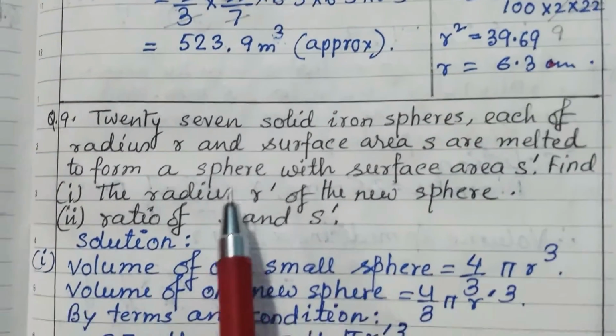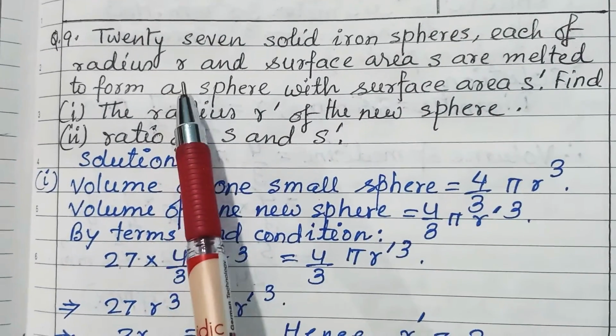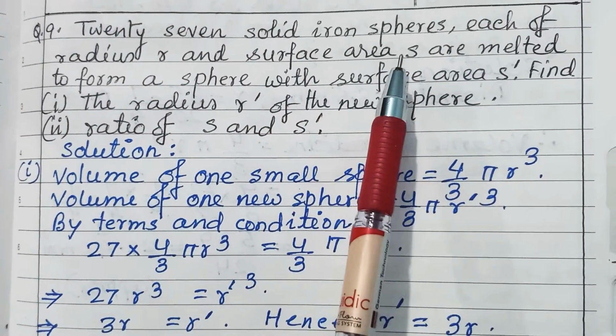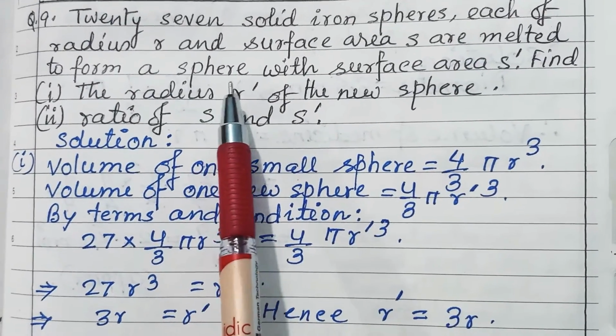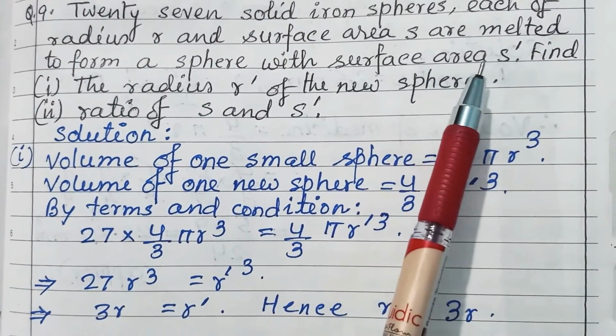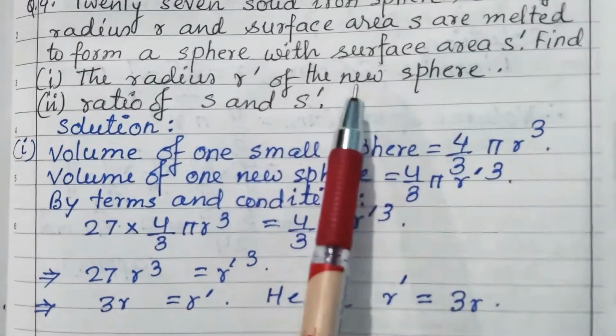Question number 9. 27 solid iron spheres, each of radius r and surface area s, are melted to form a sphere with surface area s dash. Find the radius r dash of the new sphere.